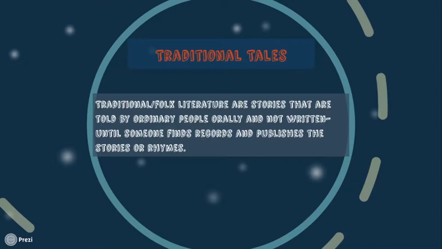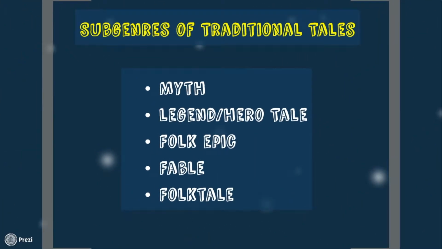The next big genre that we will talk about is traditional tales. Traditional tales or folk literature are stories that are told by ordinary people orally and not written until someone finds records and publishes the stories or rhymes. Under traditional tales fall myths, stories originating in folk beliefs, showing how the world works. They can include supernatural forces cooperating with animals and humans.